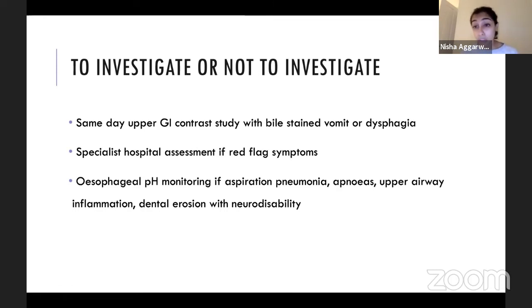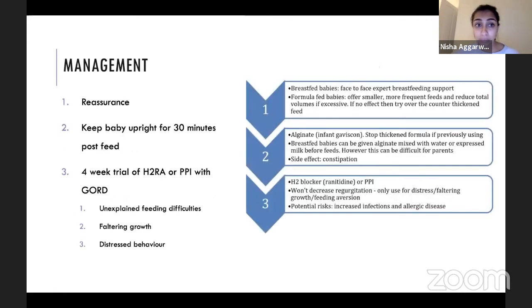So if they've had aspiration pneumonia, if they're having apneas, if you feel like their esophagus is getting very inflamed, or they're having any dental erosion, or any bile-stained vomit or dysphagia, then you can think about an upper GI contrast study. But this will mean that you're referring to a tertiary centre because you're worried about something quite sinister. So I would say for the most part, reflux is a very clinical diagnosis.